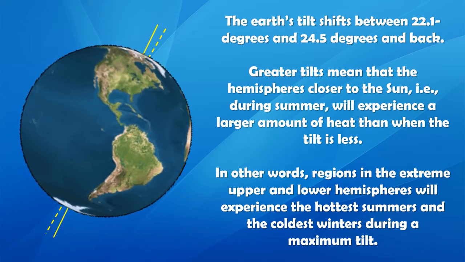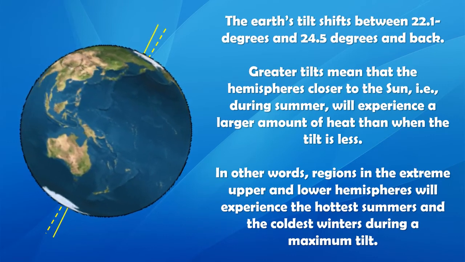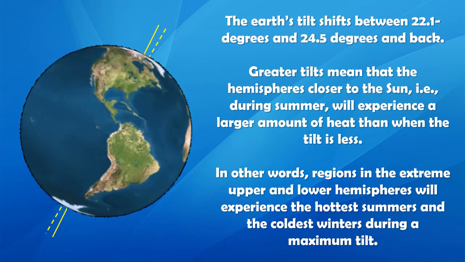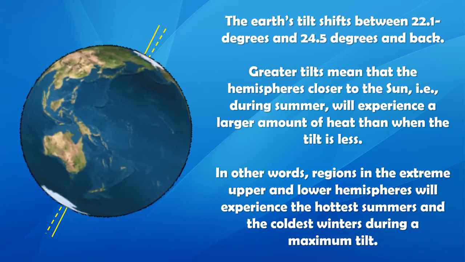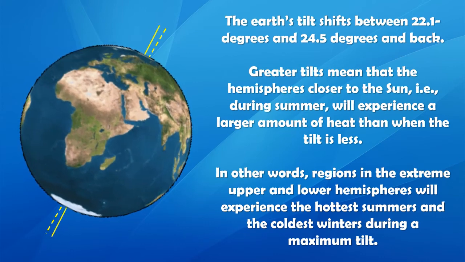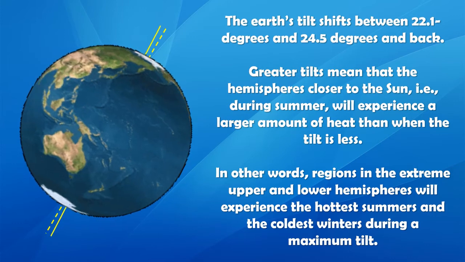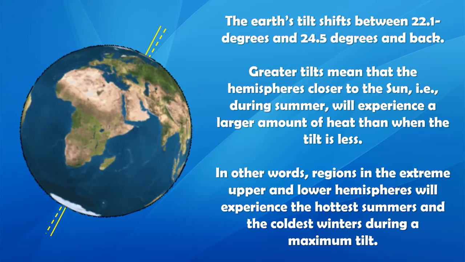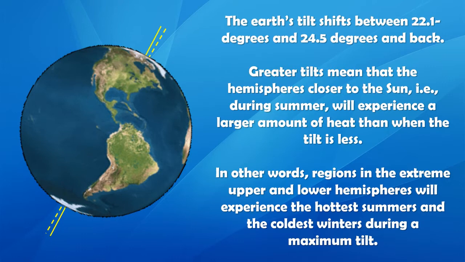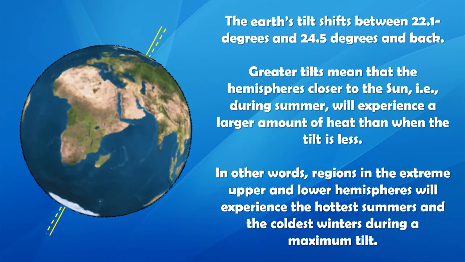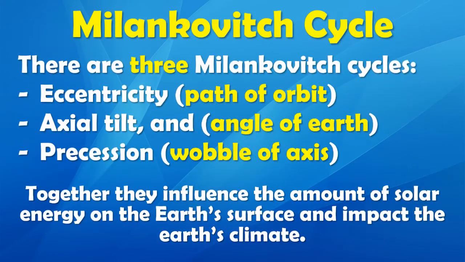So in other words, regions in the extreme upper and lower hemispheres will experience the hottest summers and the coldest winters during a maximum tilt. Think about if you're ever at a barbecue and you lean forward into the flames. You can feel that heat as you lean forward and then it dissipates quite quickly as you lean back. Strange example, but that's similarly what's happening here. As you lean forward towards the Sun, you have a different effect as opposed to leaning further away. And that is the second factor, the axial tilt, the angle of the Earth. You angle towards, you'll get more. You angle away, you'll get less.